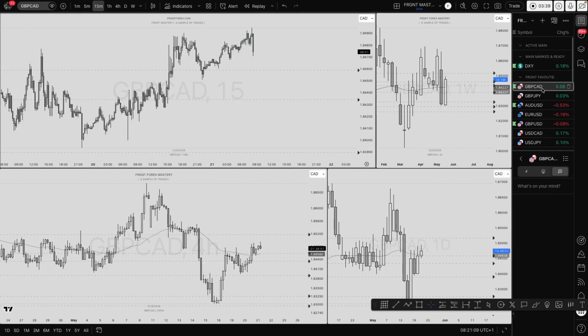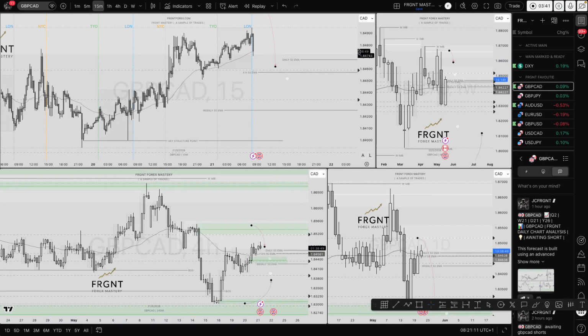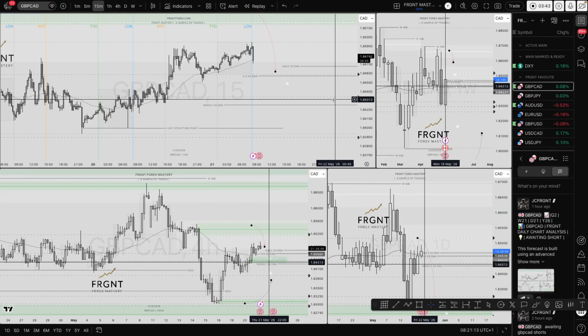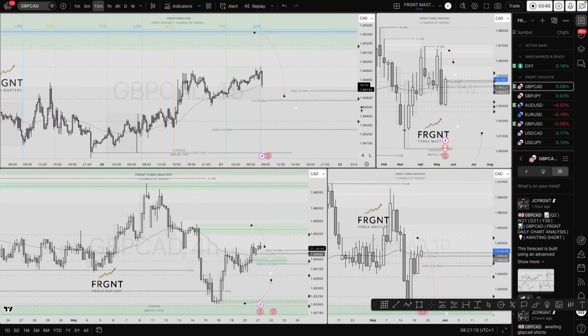Over to GCAD. I like GCAD today, looking at potential GCAD both ways, but I'd much prefer the short scenario on GCAD.